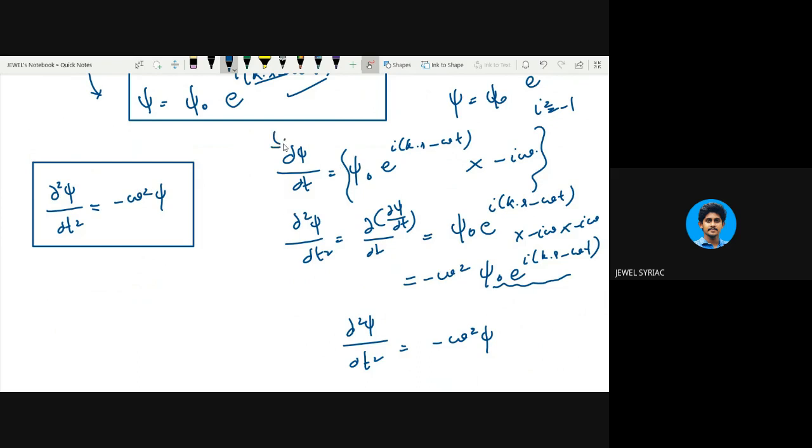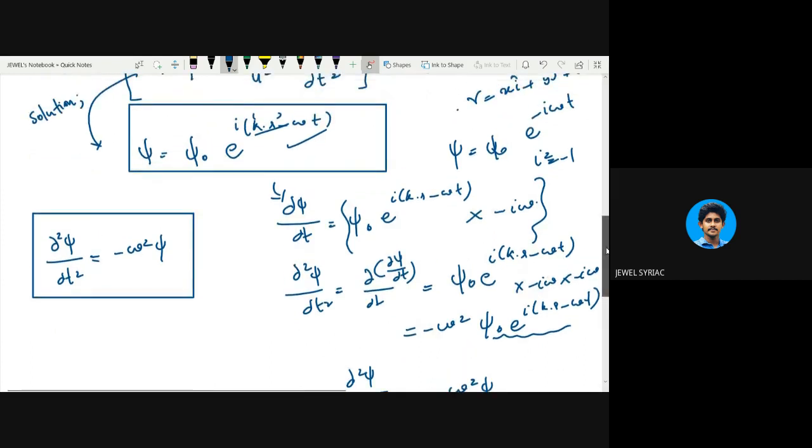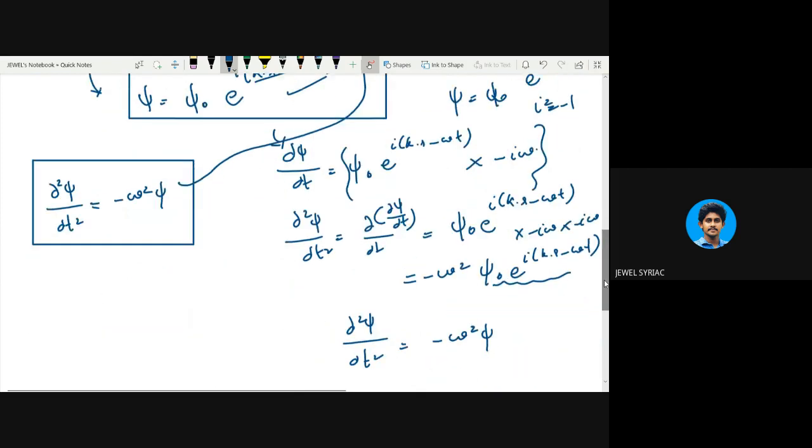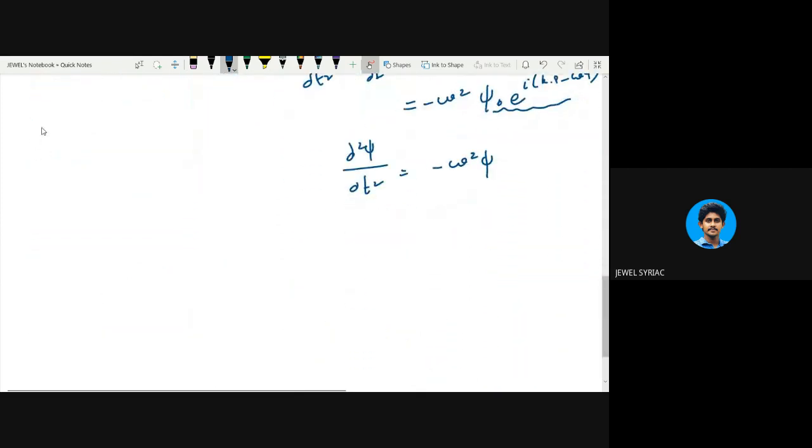So this is how we differentiate twice our wave function psi with respect to t. Then we will get −ω² ψ. ∂²ψ/∂t² equal to −ω² ψ. Now we resubstitute this expression back into the original wave equation. Then what happens? That becomes del square psi equal to −ω²/u² ψ.